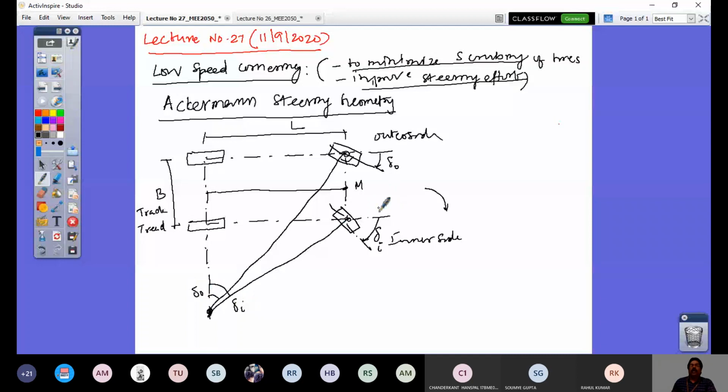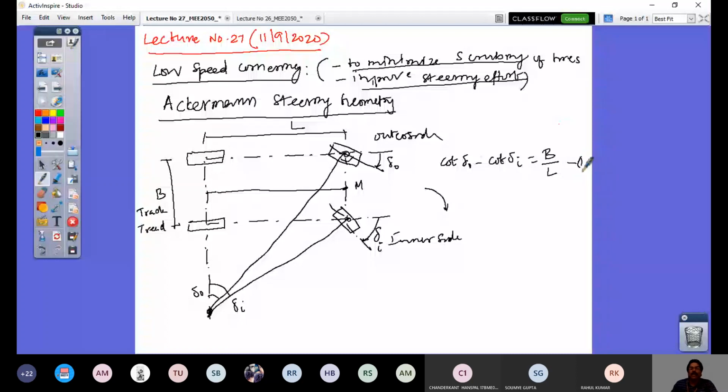So what is the relation that exists here? It is cot of angle delta naught minus cot of angle delta I equals B by L. B is the track, the axle length, and L is the wheelbase, right? So this is the equation. If this relation holds good, this geometry is what is called an Ackermann steering geometry. This can be easily proved, and how it is achieved is what I'm going to explain.